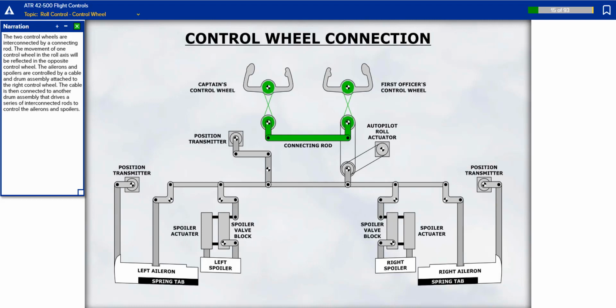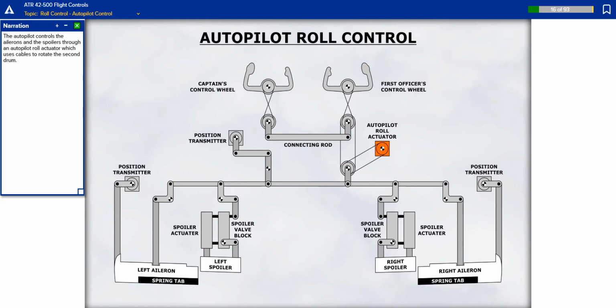The ailerons and spoilers are controlled by a cable and drum assembly attached to the right control wheel. The cable is then connected to another drum assembly that drives a series of interconnected rods to control the ailerons and spoilers. The autopilot controls the ailerons and the spoilers through an autopilot roll actuator, which uses cables to rotate the second drum.